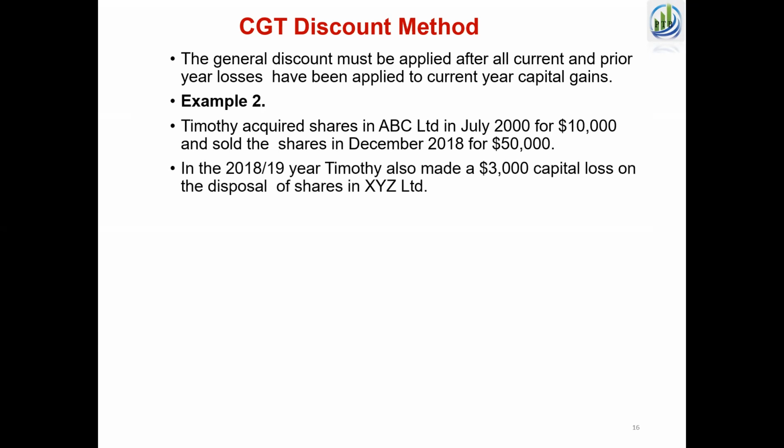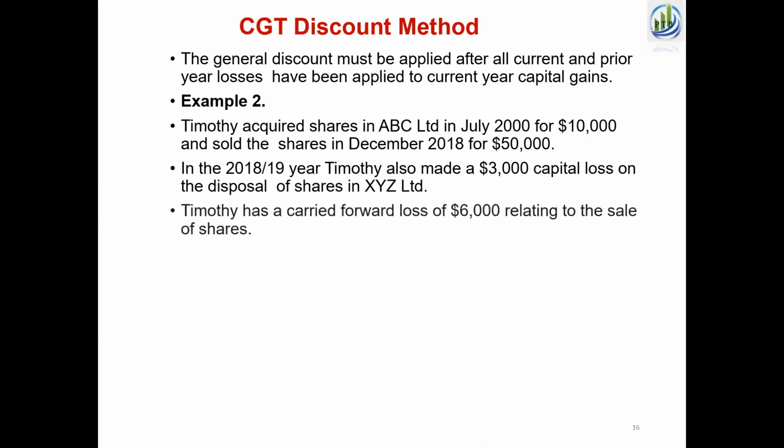Now the second part. Tim has a loss this year from shares, $3,000 from another company, XY Limited. So his gain from ABC Limited is 40,000 and from XY Limited he lost 3,000. So 40 minus 3, now he has 37,000 capital gain. Again, Tim has a carry forward loss from the previous year, 6,000.